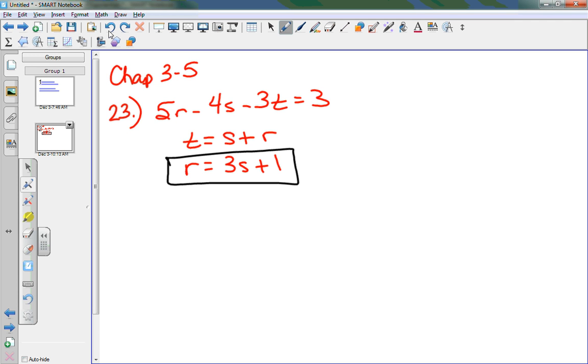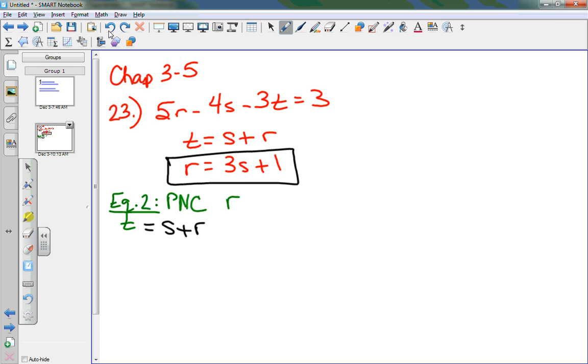Okay? So now, if I have R is equal to 3s plus 1, we're going to take that and plug it into where? Into the T. T is equal to, equation 2, T is equal to S plus R. We're going to plug and chug the R. Okay, we're going to plug and chug the R. T is equal to S plus R.